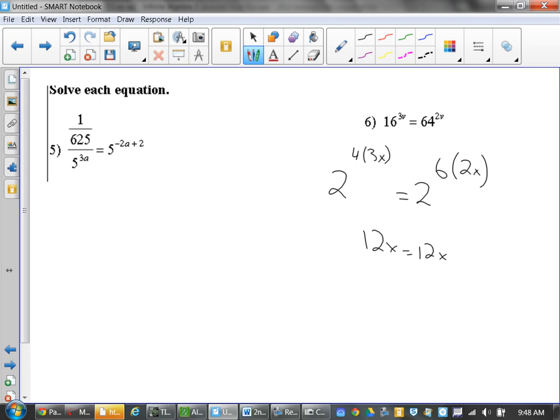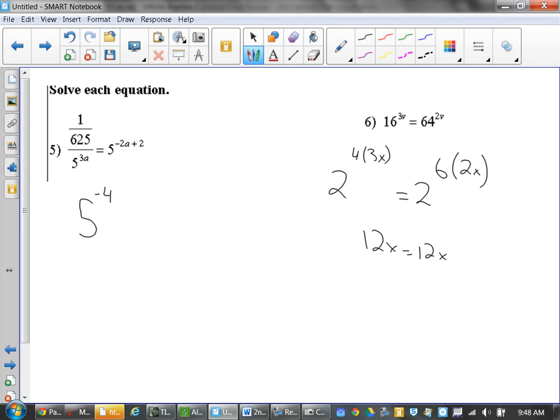I think we did it previously, but. Yeah, what happens with this is a little bit trickier. Now, what'll happen here is that it's trying to get you to write everything in base 5. So 625 is 5 to the 4th. 1 over 5 to the 4th is the same thing as writing it as 5 to the negative 4th. You okay with that?